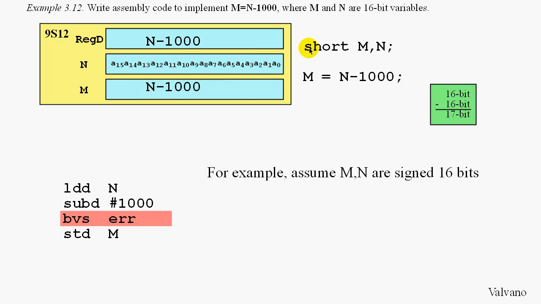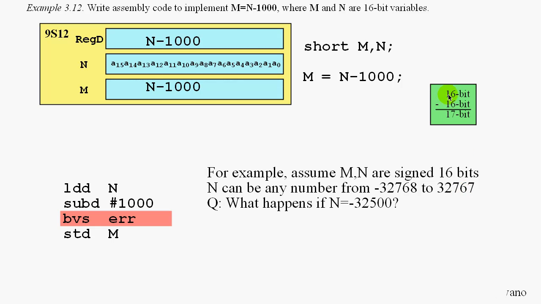Next, let's consider what would have happened if m and n are signed 16-bit numbers. In C, we would have specified a signed variable using the short definition. Short means the number n could be any number from minus 32,768 to positive 32,767. When we take a 16-bit number and subtract another number from it, we end up with a 17-bit difference. So, we ask the question, what would have happened if n happened to have equaled minus 32,500?